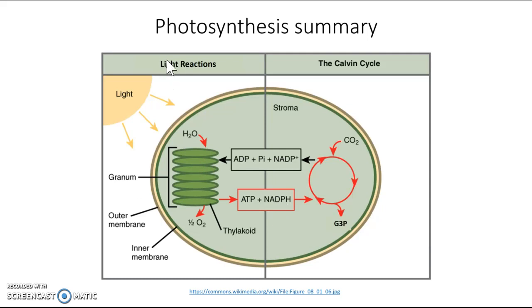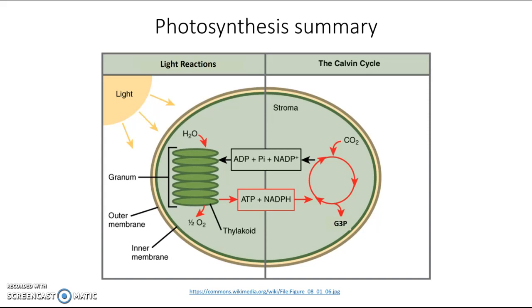Now the light reactions can only happen when sunlight is available, which makes sense, and that's why they're called the light reactions. But the Calvin cycle does not require sunlight. It can keep going as long as there's adequate carbon dioxide and a supply of ATP and NADPH. So that's why we also refer to this as the light independent reactions.